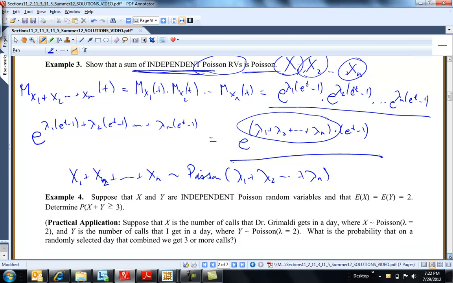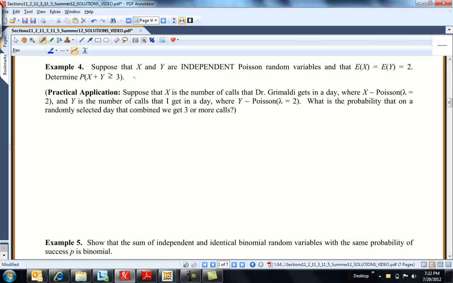And so here's an application of what I'm saying, in case you wonder why this would come into play. Suppose X and Y are independent Poissons. They both have a mean of 2. What's the probability the sum of them is bigger than or equal to 3? So here's just an application. Let X be the number of calls Dr. Grimaldi gets in a day. Let's say that number is Poisson 2, and Y is the number of calls I get in a day. Let's say that's Poisson 2.